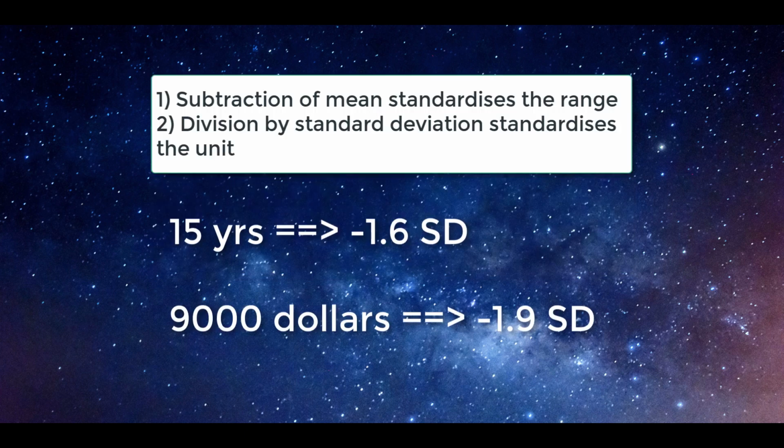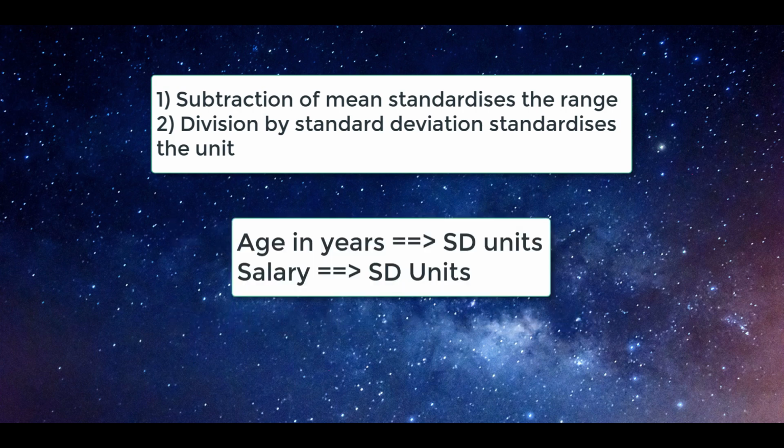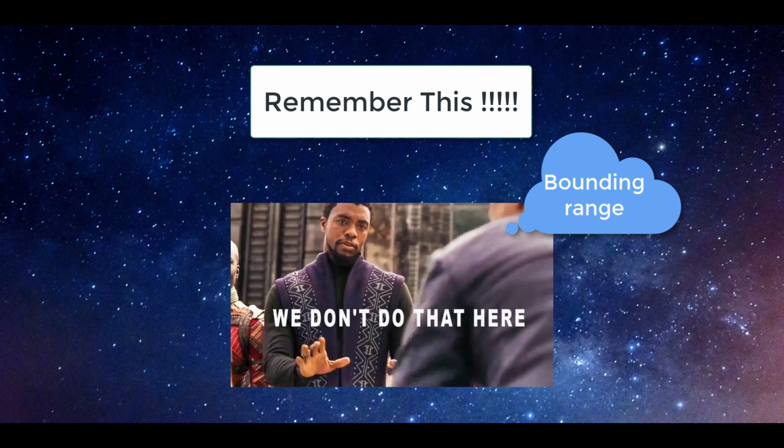What was earlier 15 years is now minus 1.6 unit standard deviation, and what was earlier $9,000 is now at minus 1.9 unit standard deviation. You see how both these columns are represented in the same unit, which is unit standard deviation? That's pretty much it. It's important to remember that although you're centering your mean at 0, standardizing your data does not bound your range of values, unlike normalization where all the values are between 0 and 1 strictly.